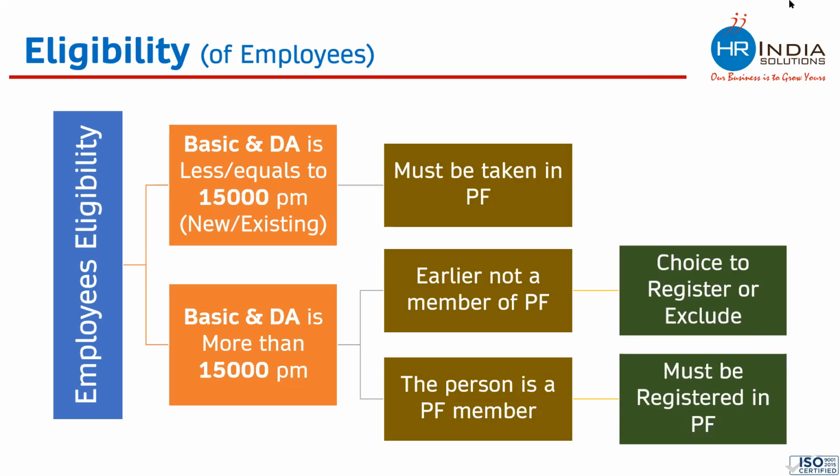Sir, if an organization wants to enroll in PF but the employee count is less than 20, is this organization eligible for PF or not? They can apply for voluntary PF registration. If the employee count is less than 20 and they want to have a PF code, they can apply for a voluntary PF registration.